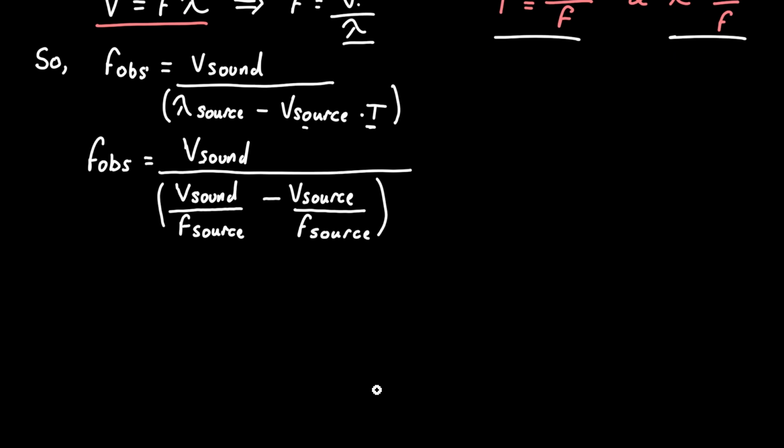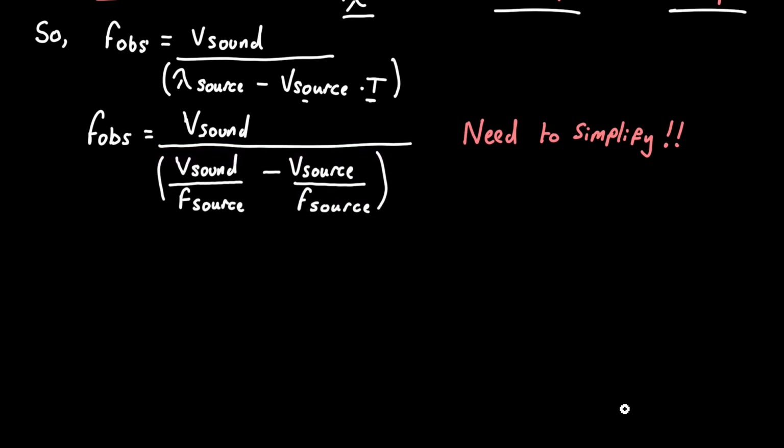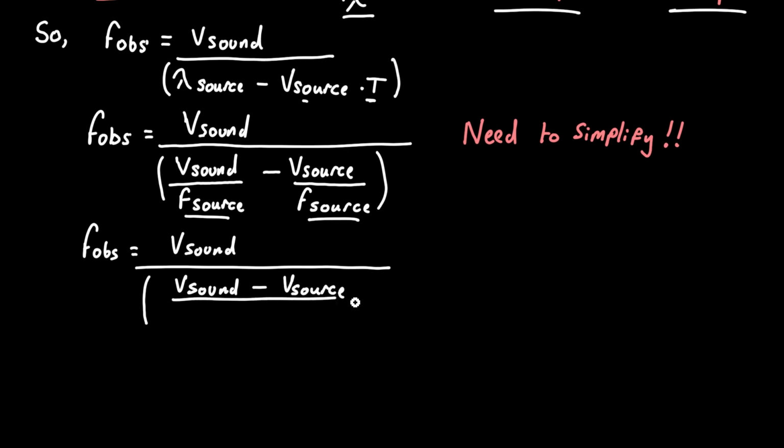So in our case with the train, this would be the frequency of the horn, which would be 500 Hertz. So we can simplify this equation in 3 or 4 steps. First, let's combine the denominator into a single fraction. We can do this because both terms at the bottom here are the same. So combining this, we get the velocity of sound divided by the velocity of sound minus the velocity of the source of sound, divided by the frequency of the source.